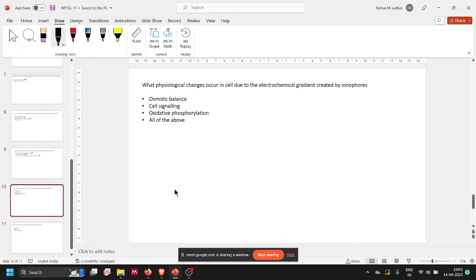What physiological changes occur in cells due to the electrochemical gradients caused by the ionophores? Now, what happens in cells when electrochemical gradients are formed? If you have read the lecture notes properly, you would see that this is a general question. It shows that the cell walls and the osmotic balance are disturbed whenever the electrochemical gradient is generated by the ionophores. On top of that, the cell signaling changes, which is a physiological feature. On top of that, oxidative phosphorylation also occurs. So all of these processes occur whenever there is a change in the electrochemical gradient caused by the ionophores.